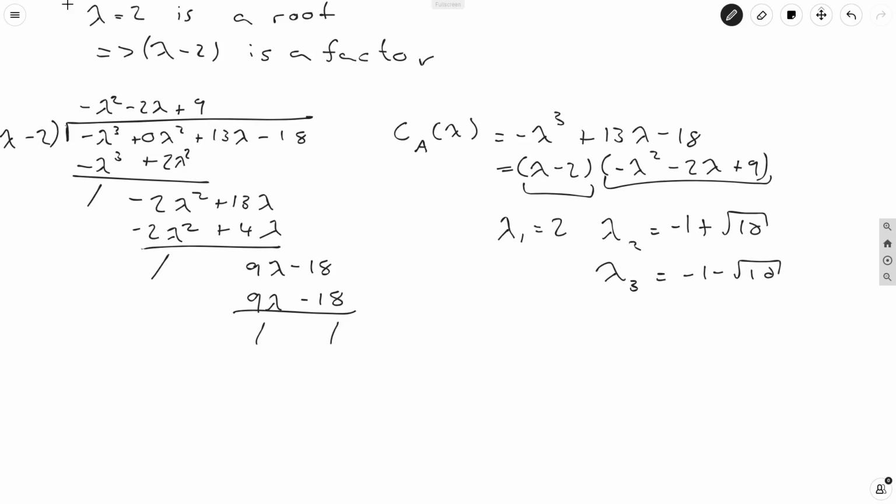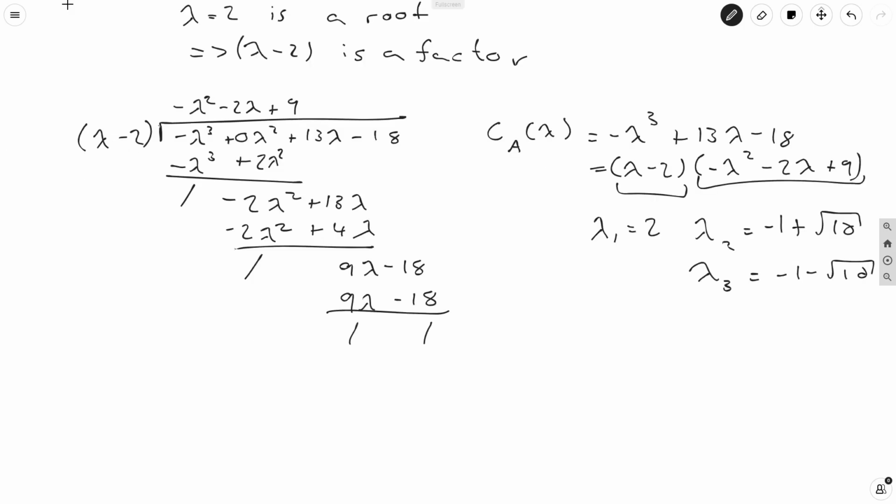Okay, so that's how we get the other two roots, given that we only had one, but we get the other two by dividing in the one we know. Okay, this factor that corresponds to our root.